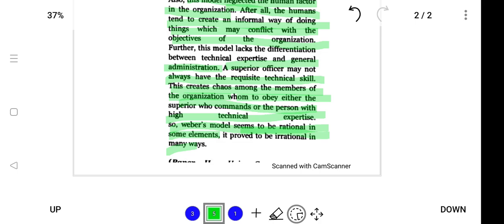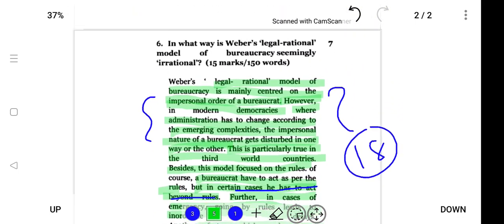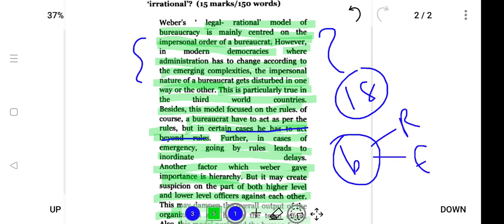in many ways. So in the question, Weber's model is irrational as it is a utopian thought that every bureaucrat is perfect, must follow rules and regulations, must know everything, and must follow strictly the rules, and it believes in hierarchy. So this model cannot be applicable in today's system of administration because nowadays everyone depends on each other, on each other's skills.